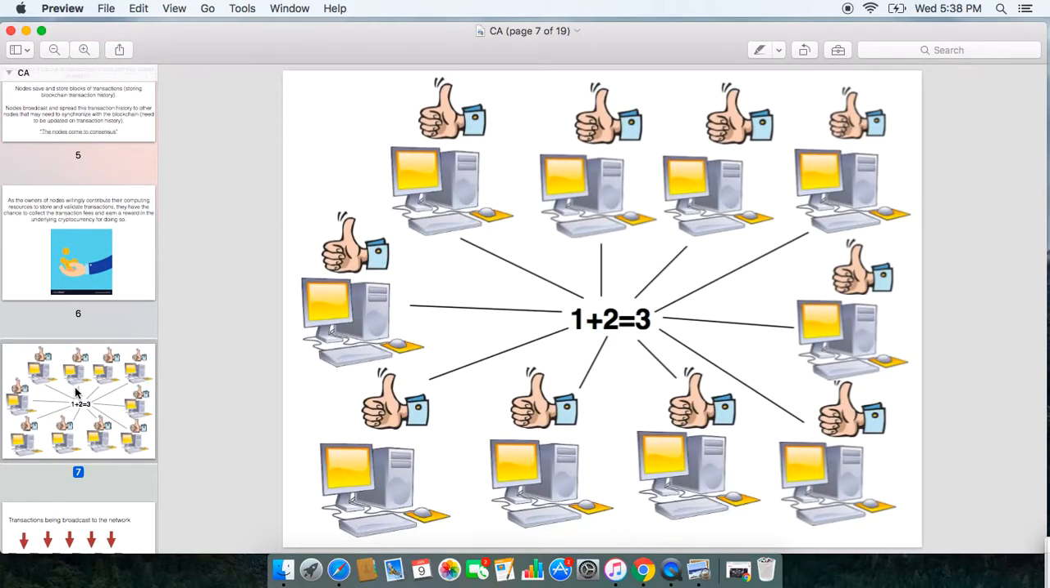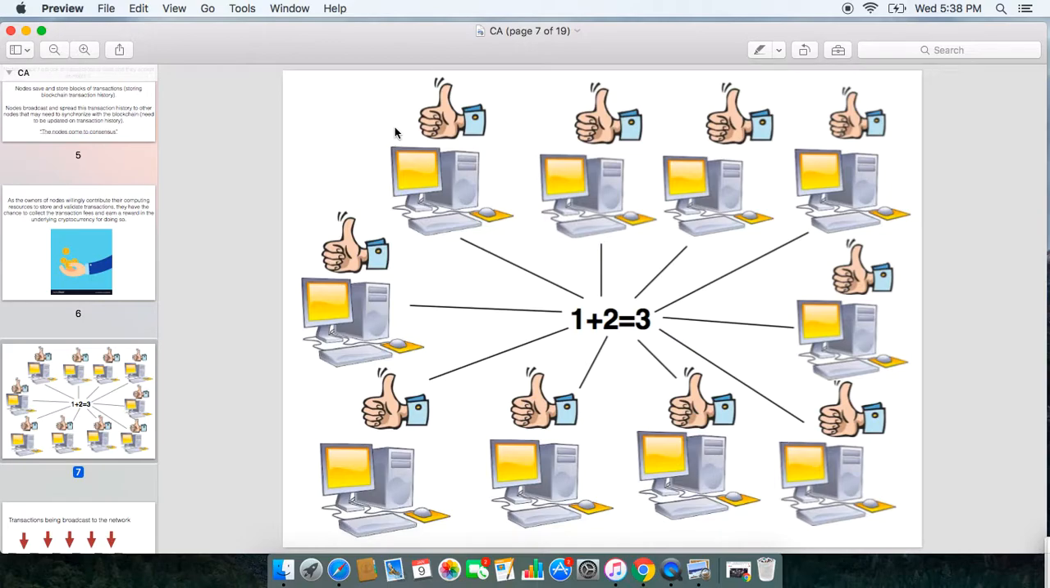So here's kind of a visual here. Here's 10 computers. A blockchain is going to have a lot more than 10 computers. Some have several thousands, tens of thousands. So just imagine each one of these computers represents 1,000 different computers.